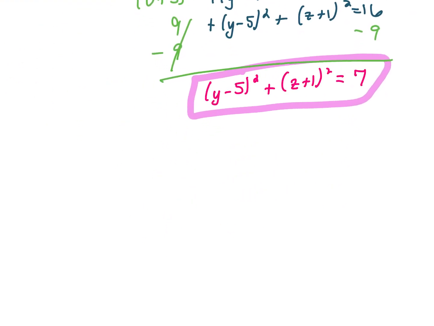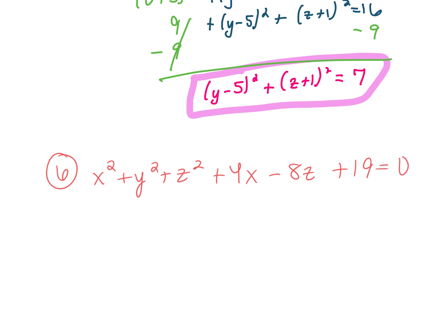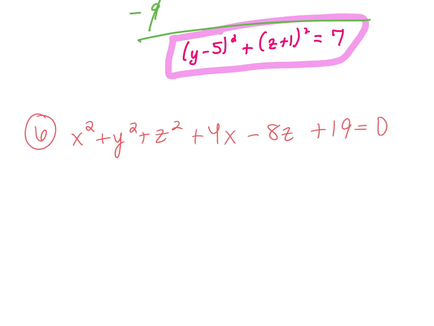Which one of the completing the squares do you guys want me to do? Number 6. All right, so make sure I write this down correctly, please. This is number 6. It's x squared plus y squared plus z squared, plus 4x minus 8z, correct? Plus 19, okay. When we complete the square, guys, remember, you want to get all of your x's together, all your y's together, all your z's together, and constants to where? The other side. So let's just do this methodically.